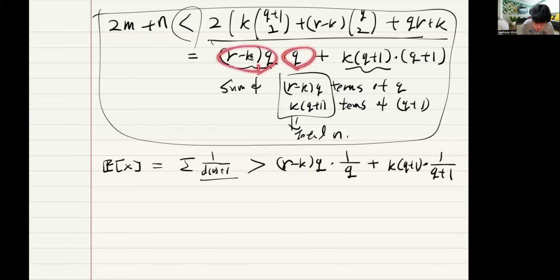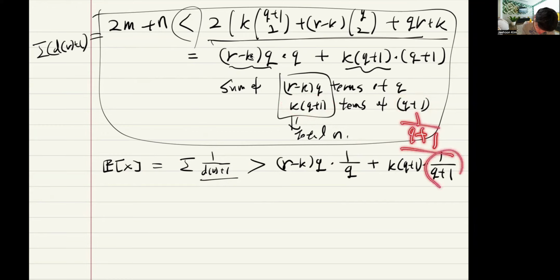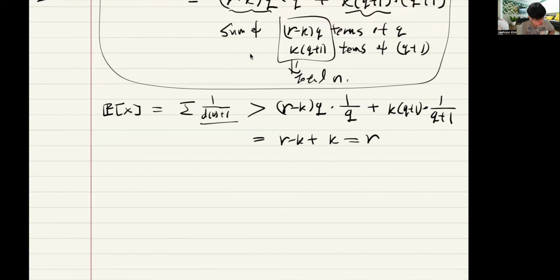So this many terms of q, each of them, you flip it, you get this. So this is the sum of 1 over degree plus 1. And you have this many terms of q plus 1, so for that you flip it and you get this. Okay, and then what's this? r minus k plus k is r. So what did we get? The expectation is bigger than r.